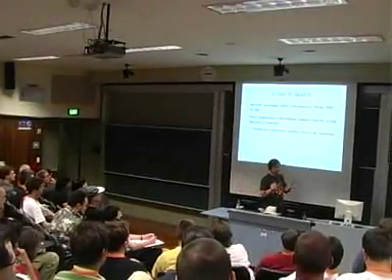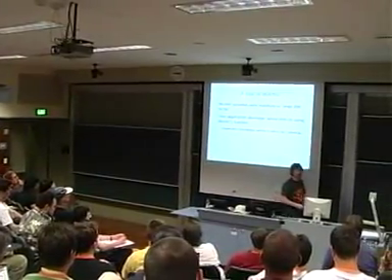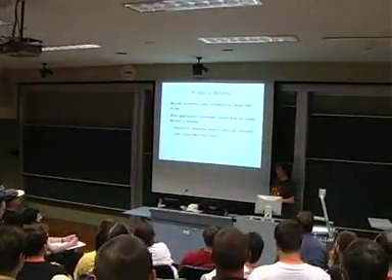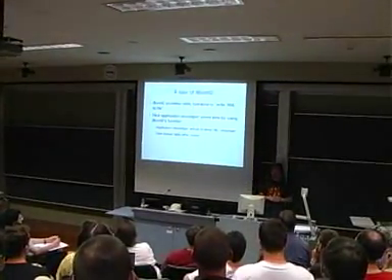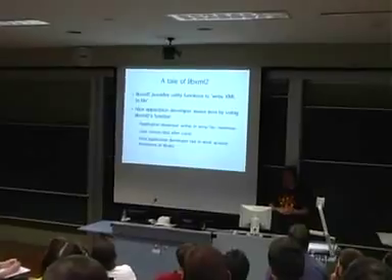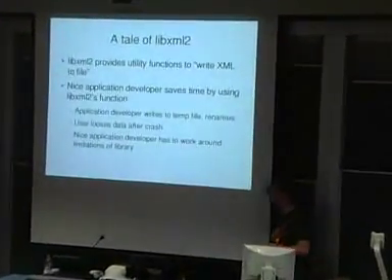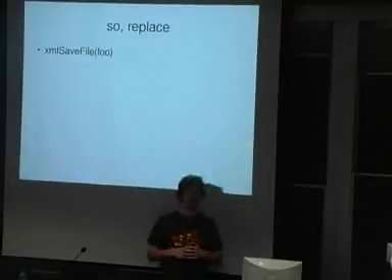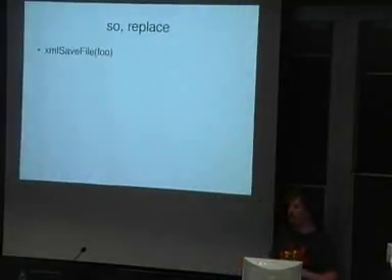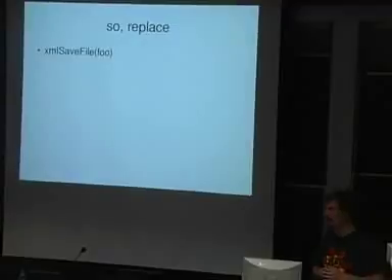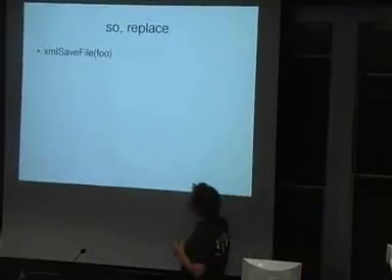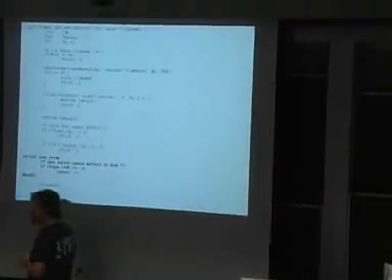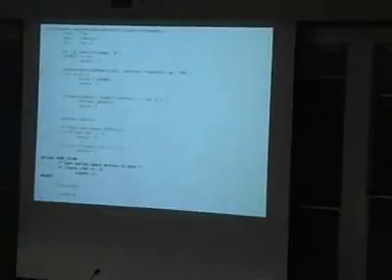Application developer writes it, even does temp file and rename. They're being good. User loses data after crash. Nice application developer has to read through the source code to the library and work out what's going on and write a lovely workaround. So it turns this bit of code, and this is actually from LifeRay and dbus because it found it first, turns this into this, which you pass to libxml2.